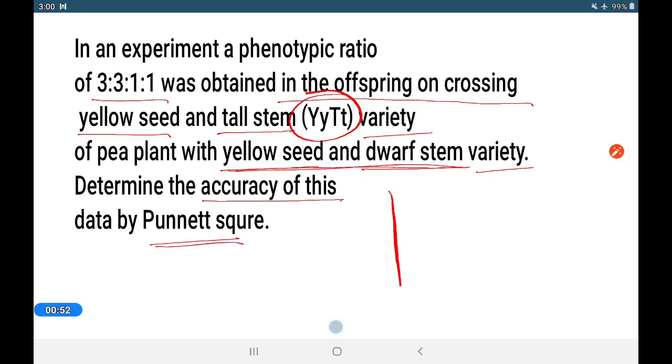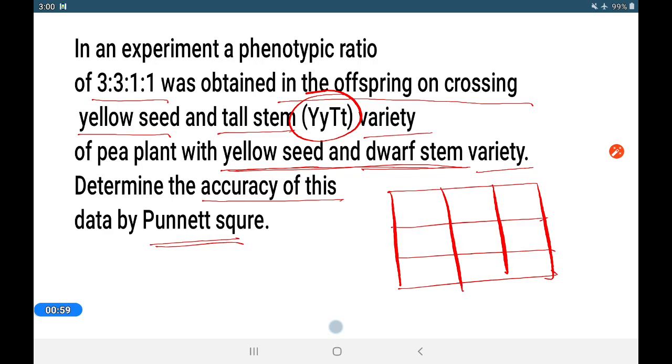Punnett square, you know that we make this type of square, not always a square, but this type of table, so you have to make the result this way. One genotype is given, another is not given, and the ratio is not 9:3:3:1. It is something different, 3:3:1:1. Let's see how we can do that.